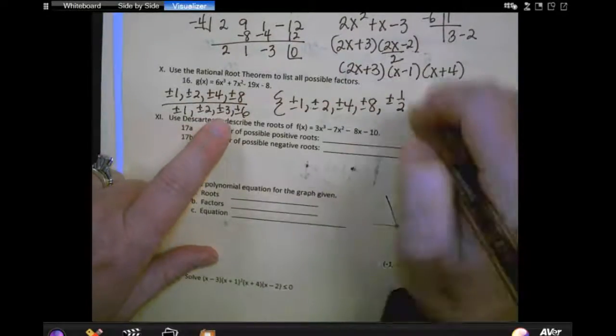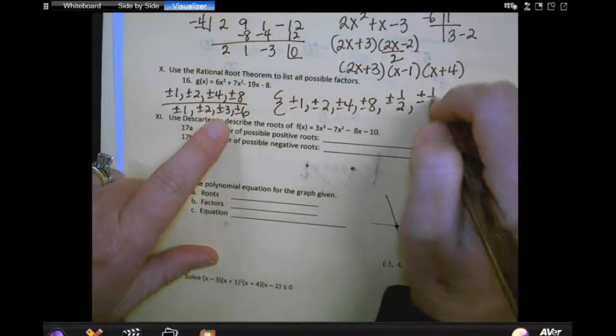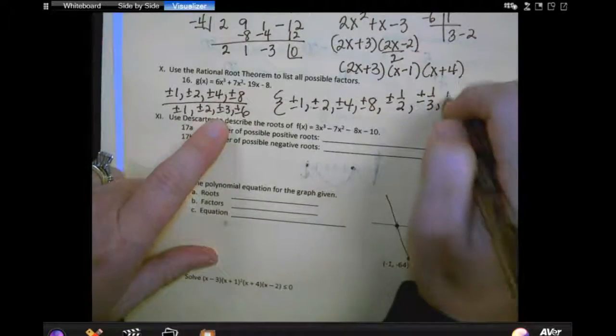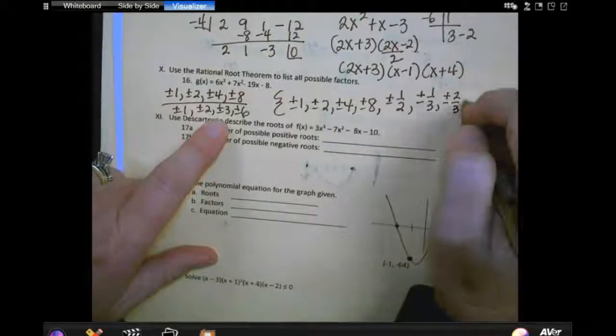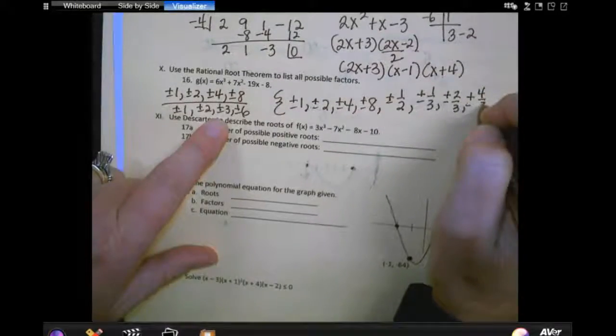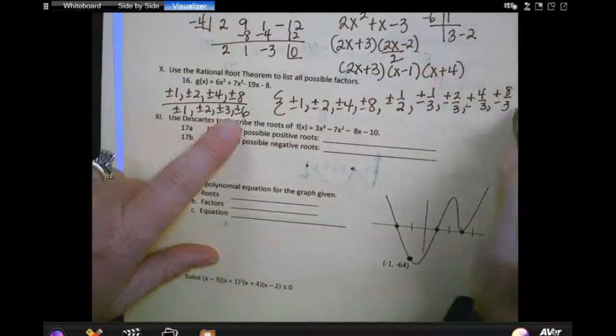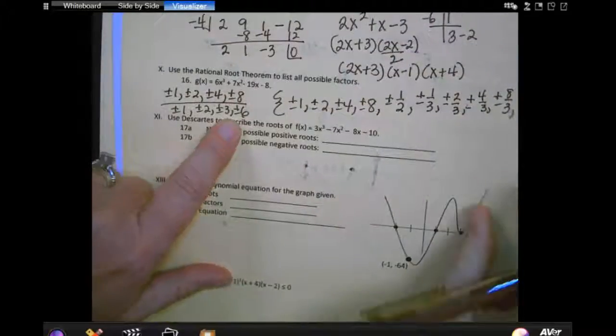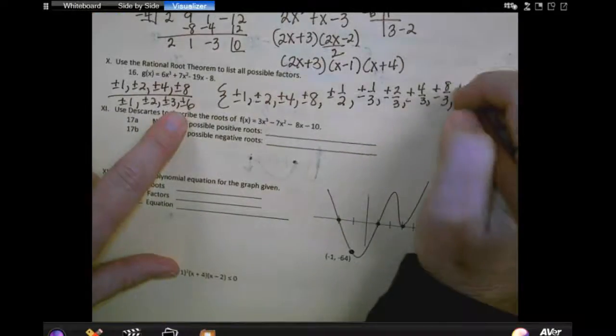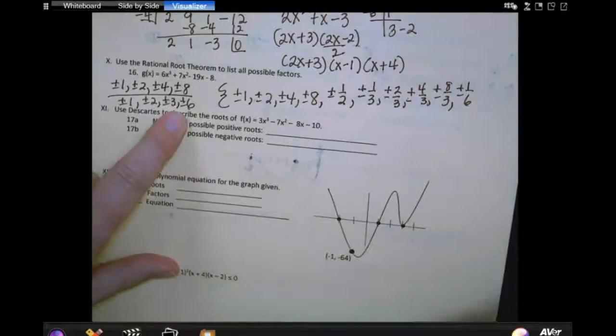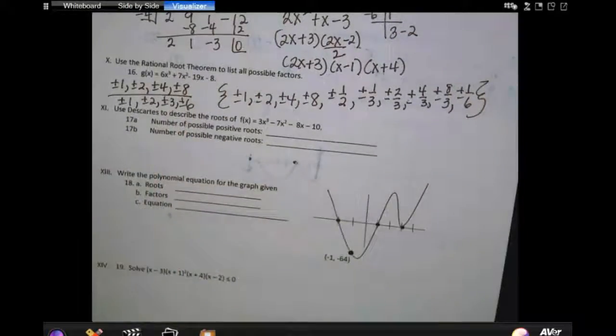So I'm going to go to the 3. So I get plus or minus 1/3. Plus or minus 2/3. Plus or minus 4/3. And plus or minus 8/3. Then I'm going to go to the 6. Plus or minus 1/6. The 2/6 reduces to 1/3. I already have that. The 4/6 reduces to 2/3. I already have that. And the 8/6 reduces to 4/3, and I already have that. So that's my list.